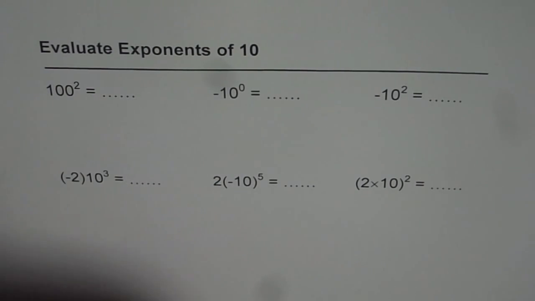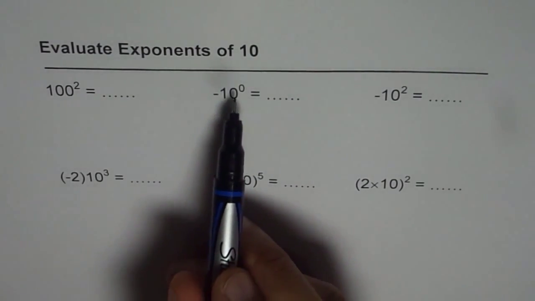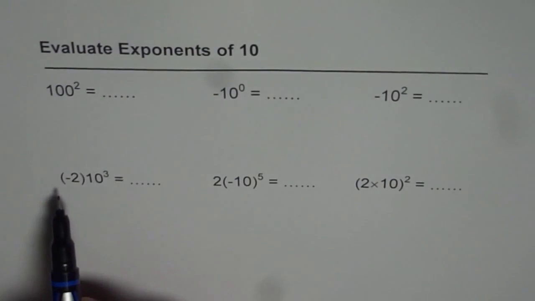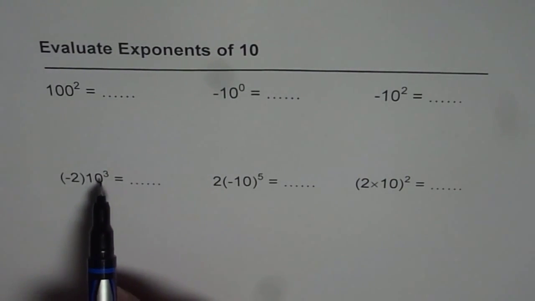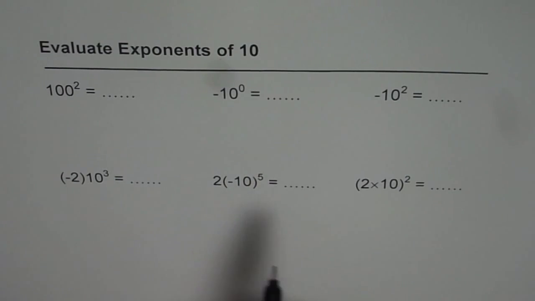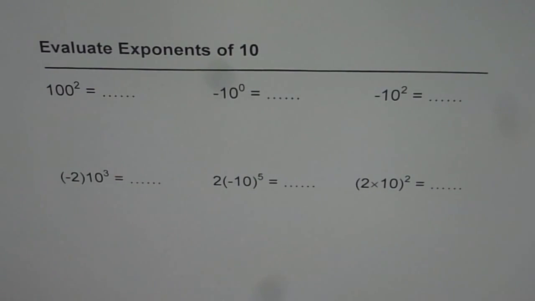So the first one for you is 100 squared. You can write that down. Then we have minus 10 to the power of 0. And here we have minus 10 squared. And minus 2 times 10 cubed is equal to what? 2 times minus 10 to the power of 5 and 2 times 10, everything to the power of 2. That means square of 2 times 10. So I'd like you to pause the video, copy the question, answer them, and then look into my suggestions, right?